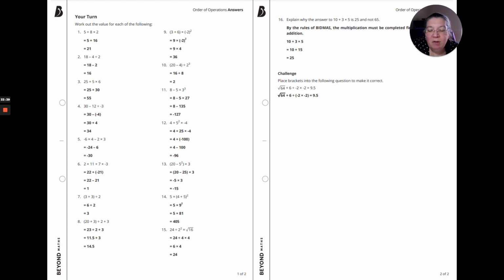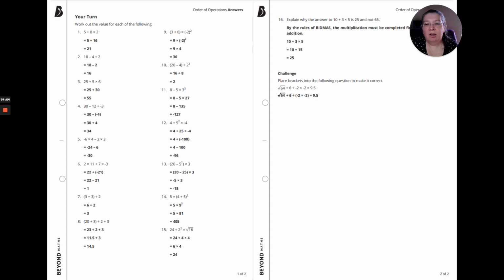Question 7, we've got brackets. So we must do the brackets first and then do the division. So we have 6 divided by 2, which is 3. Again, in question 8, brackets to do first. 20 plus 3, first of all. Then divide by 2, and then add on the 3 to get 14.5.